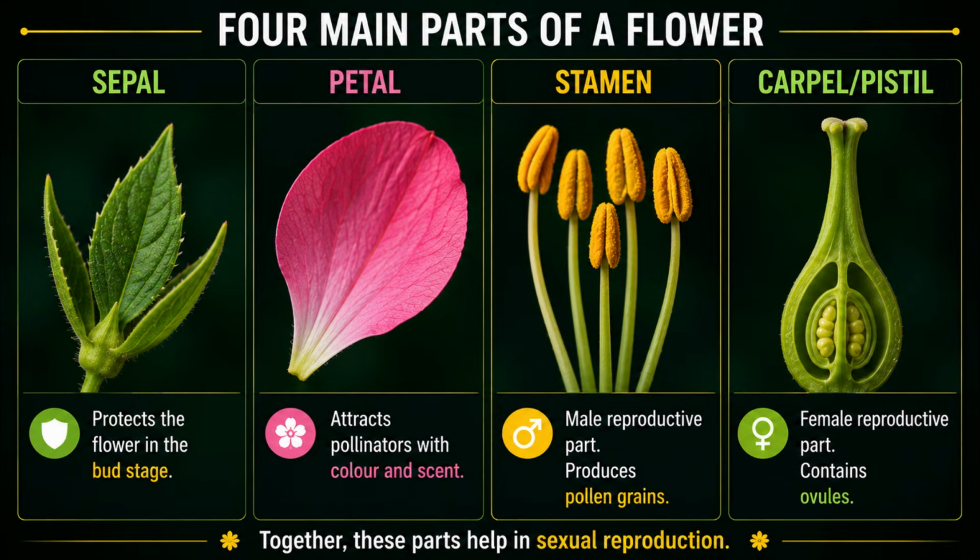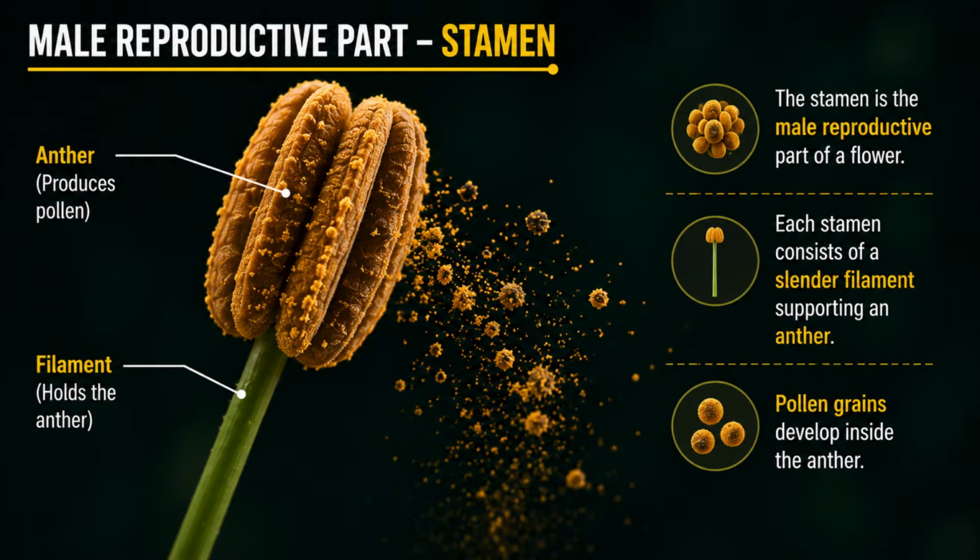So remember. Sepals protect. Petals attract. Stamens produce pollen. And the carpel contains the ovules. These structures work together to make sexual reproduction possible in flowering plants. Now let's examine the male reproductive part of the flower, the stamen.